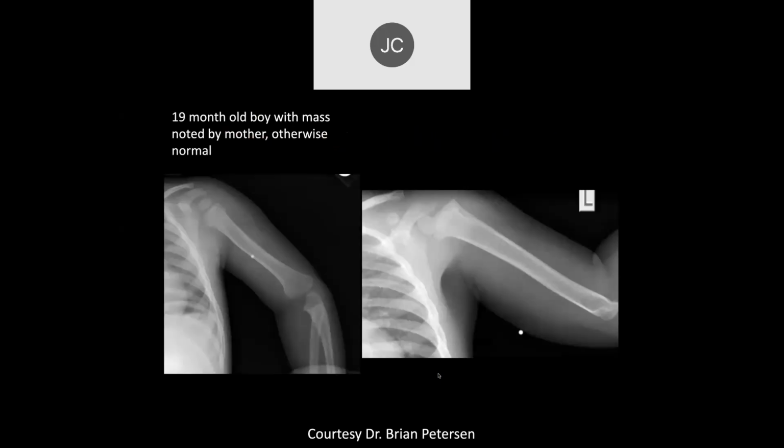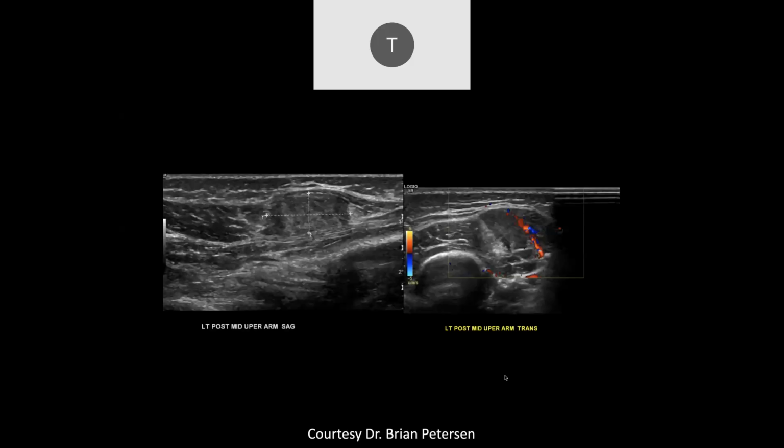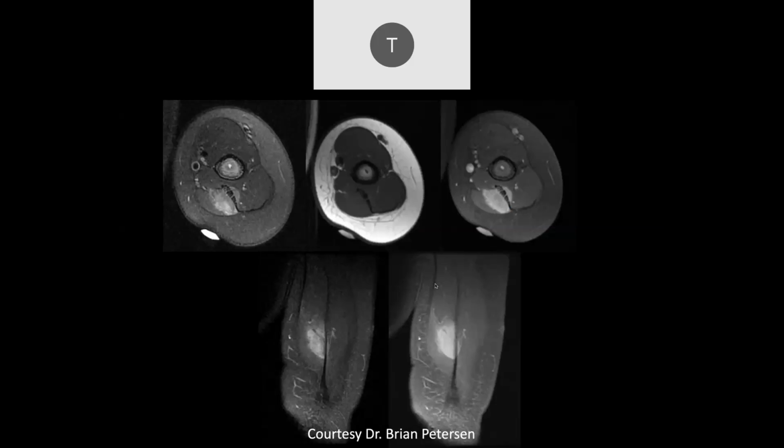Okay. Elior. Okay, we have a 19-month-old boy, mass noted by mother, otherwise normal. So radiographs here, skin marker along the posterior arm. I don't see anything. Yeah, ultrasound. Yeah, soft tissue lesion with some internal vascular flow.